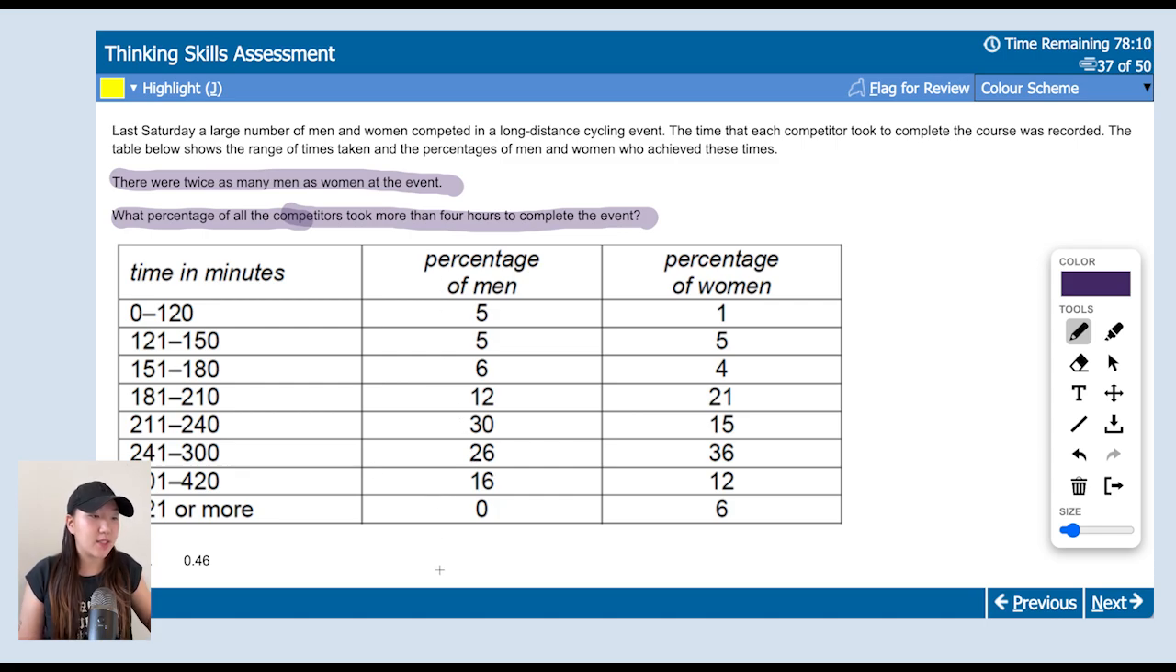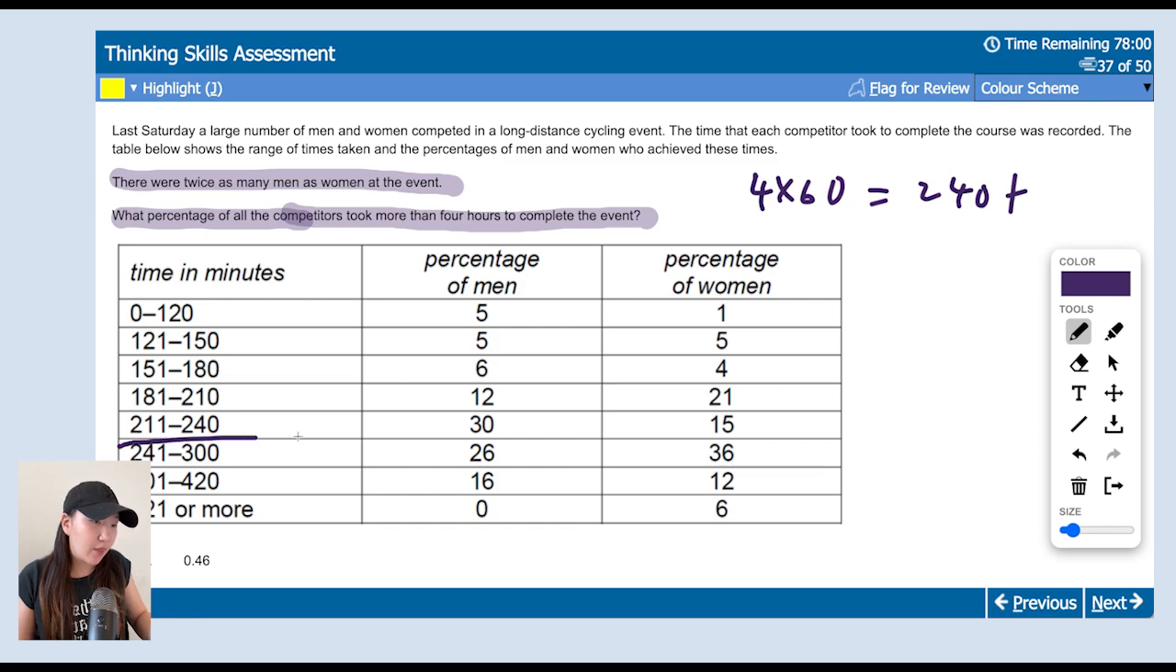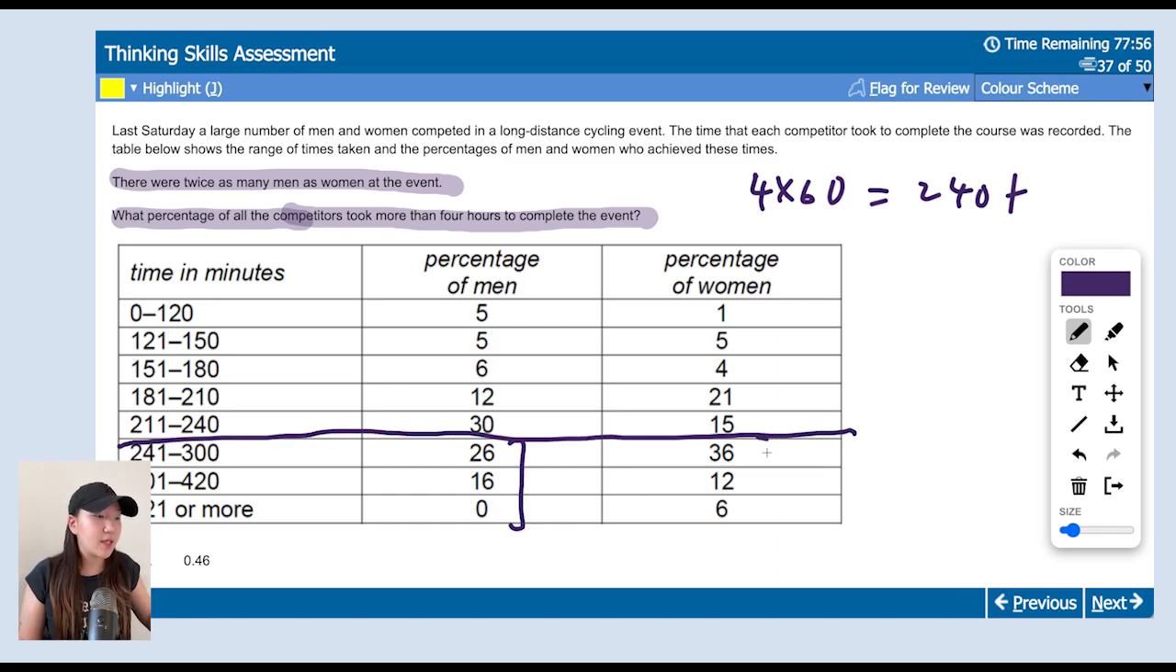So all of these percentages together should equal 100, right? So we're looking at more than 4 hours, which is going to obviously be anything that's 240 minutes plus. And this time is in minutes. So we're looking at these numbers here. And we just want to add them together to get the percentage of each group that finished in over 4 hours.